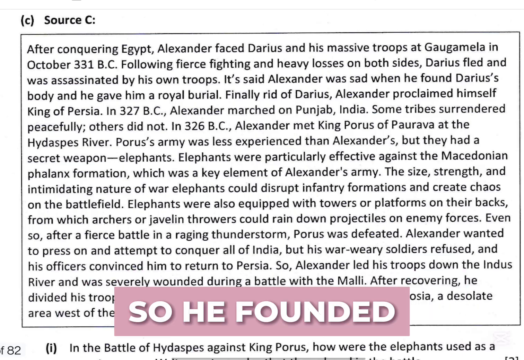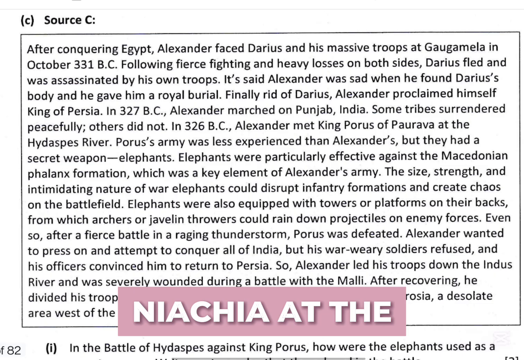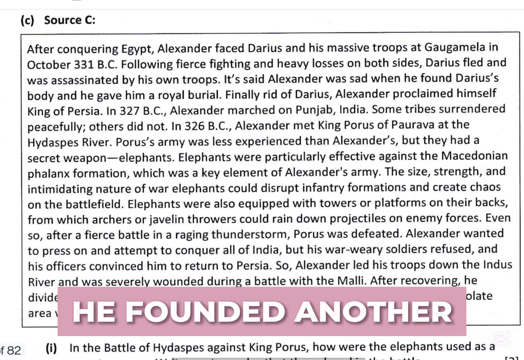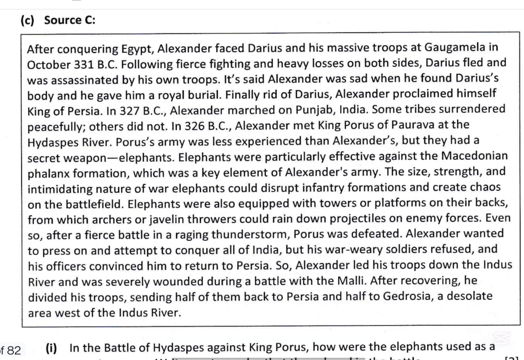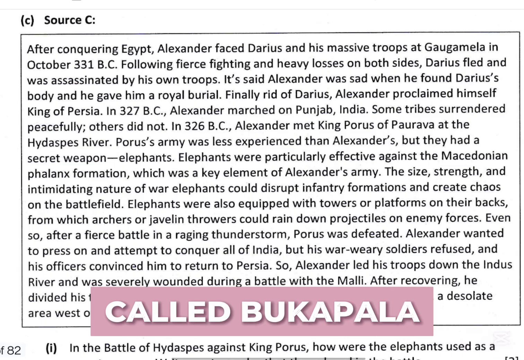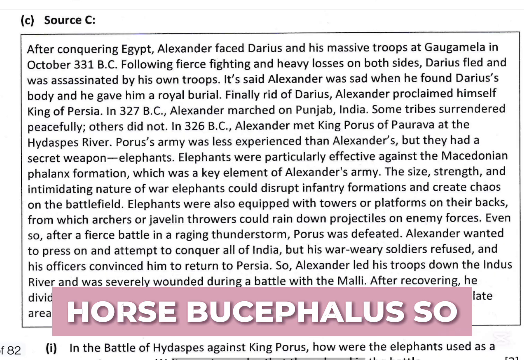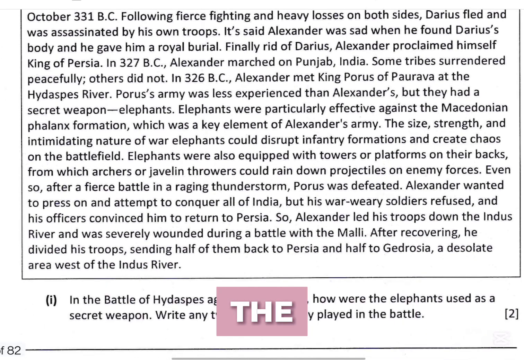He founded a city called Nicaea at the site of the battle, to mark his victory. He founded another city on the opposite bank of the River Jhelum called Bucephala, which he named after his own horse Bucephalus. So this was about King Porus.